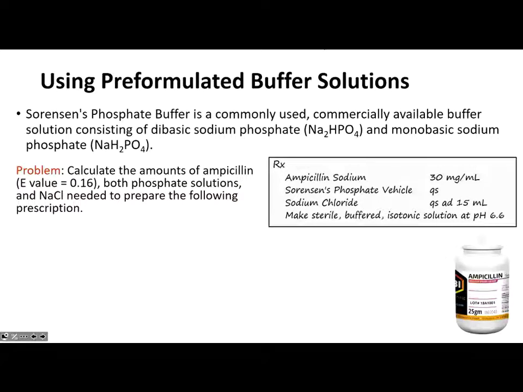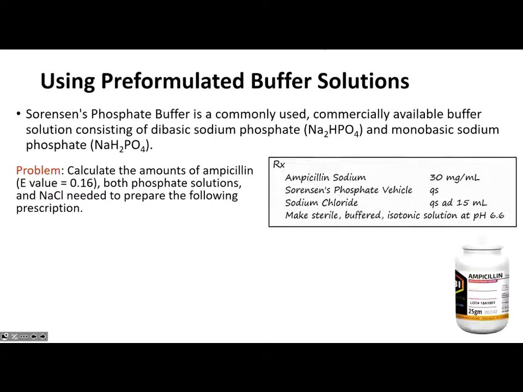Our point to all of this is that we're making liquid medications from solids, and these liquids, being applied to the eye or used IV, need to be sterile and isotonic and buffered at a reasonable pH. We have to account for the pH, we have to account for the tonicity, and we have to sterilize those products. So this question brings all that together.